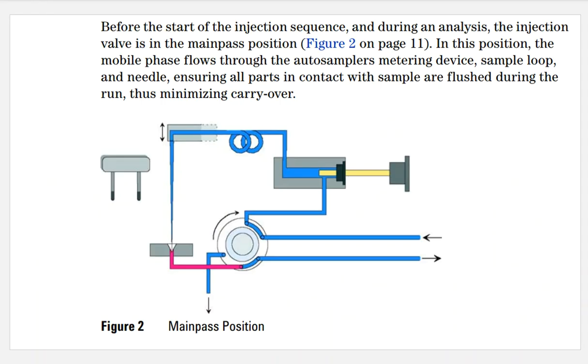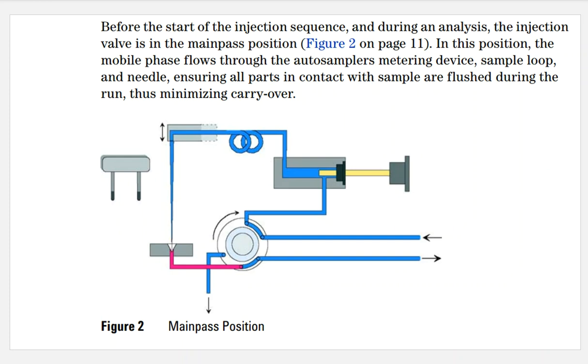Here's a schematic. This schematic says before the start of the injection sequence and during an analysis, the injection valve is in the main pass position. In this position, the mobile phase flows through the autosampler metering devices, the sample loop, the needle, and it ensures that all parts in contact with the sample are flushed during the run. So this will help the carryover.